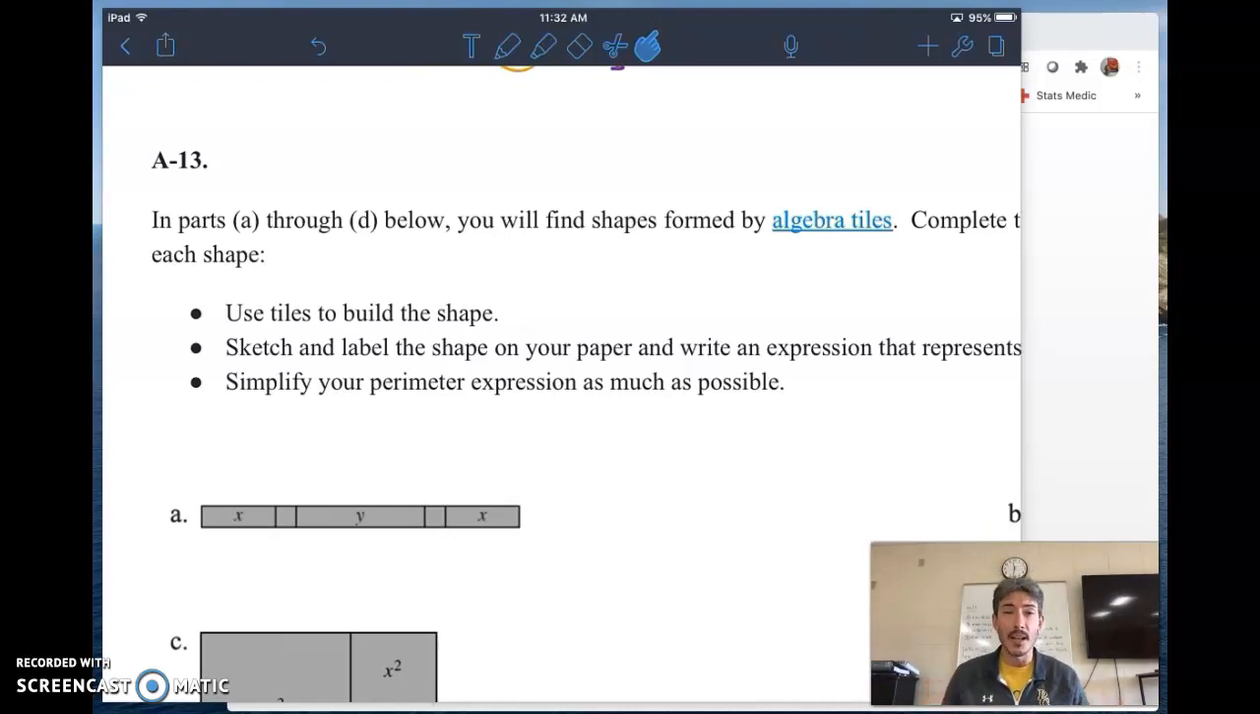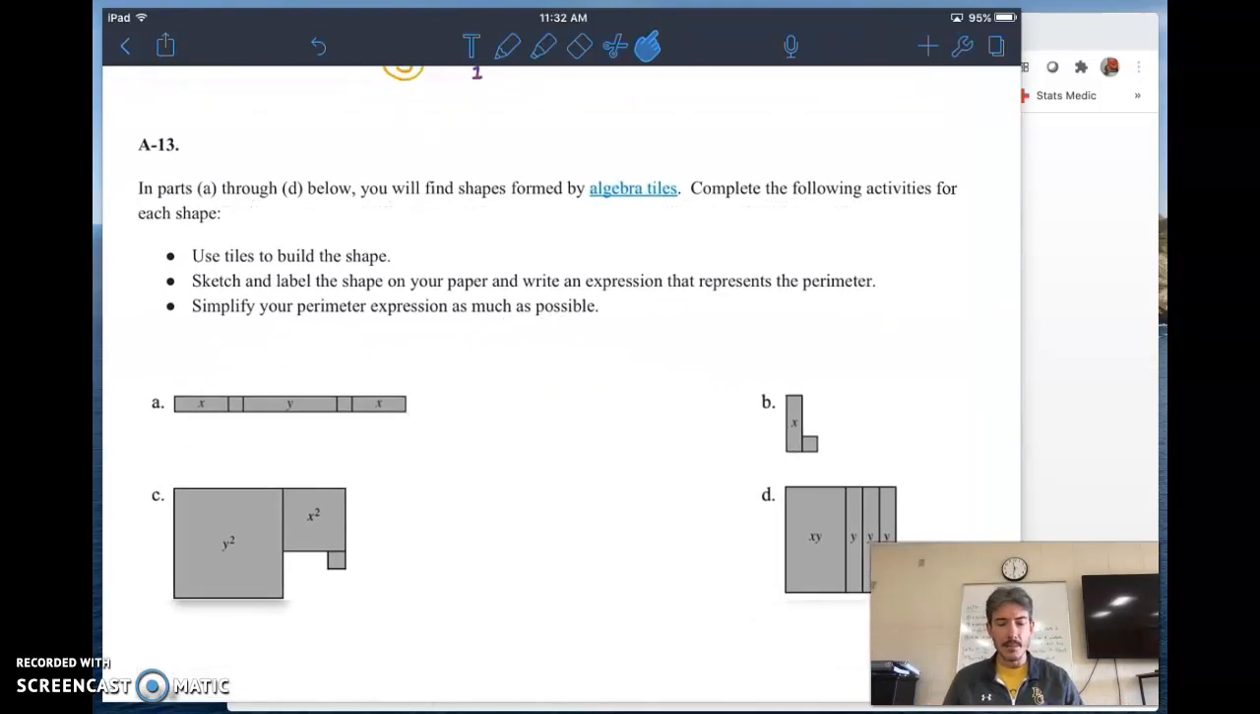Okay, we're moving on to number 13. In parts A through D below, you're going to find some shapes made by some algebra tiles. Your job is to build them. Your job is then to sketch on a piece of paper. I've already got them sketched, thankfully, and then find the simplified perimeter expression.